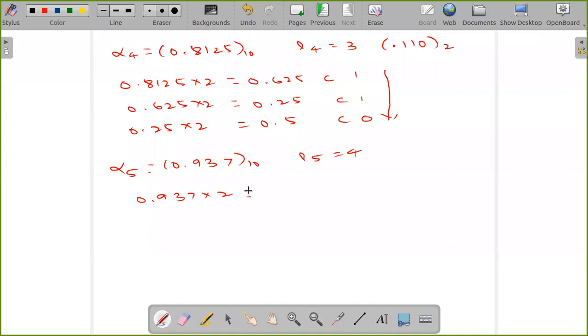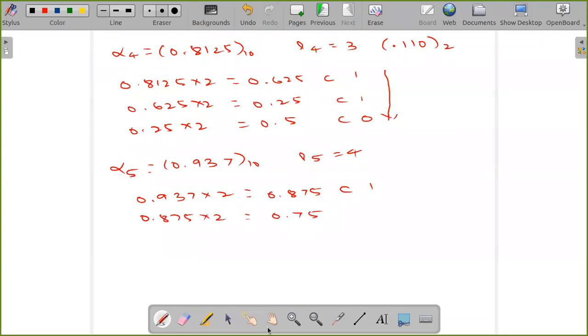0.9375 into 2. It is 1.875, right? 1.875, 0.875 can be kept here, 1 will be the carry. Again 0.875 into 2. It is 1.75. 1.75, because of that reason 0.75.